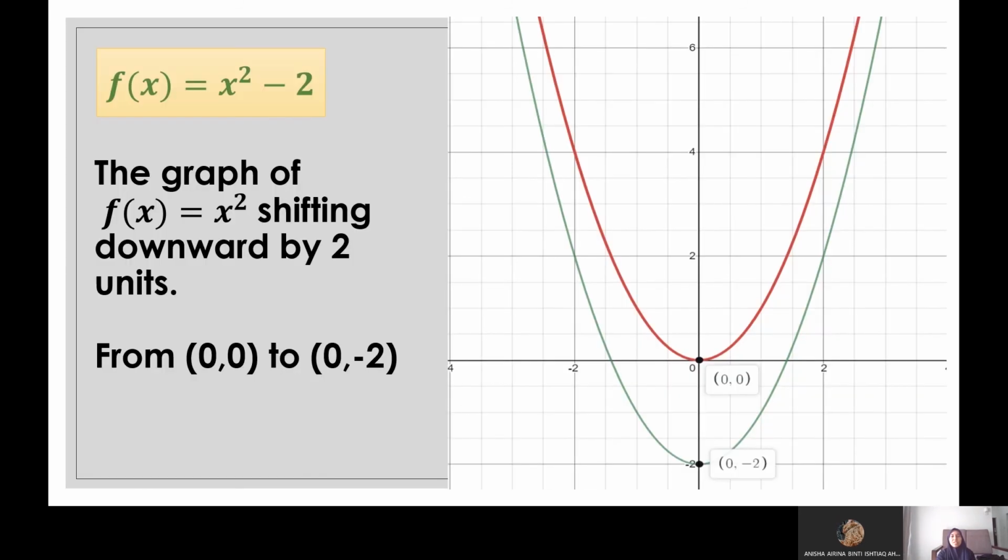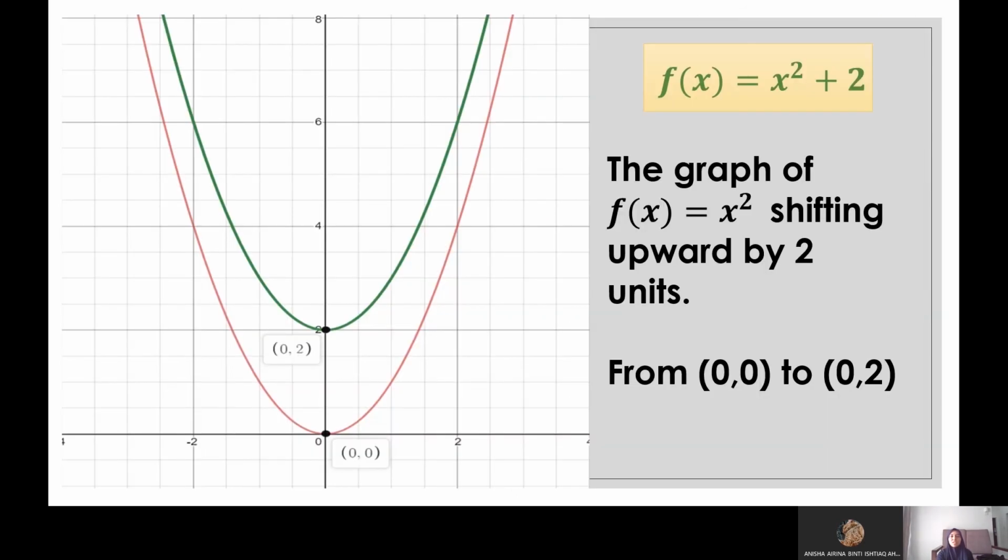When we talk about shifting the graph, we write f(x) equals x to the power of 2 minus 2. That means the graph will be shifting downward by 2 units from (0, 0) to (0, negative 2). But when we write f(x) equals x to the power of 2 plus 2, that means the graph will be shifting upwards by 2 units from (0, 0) to (0, 2).